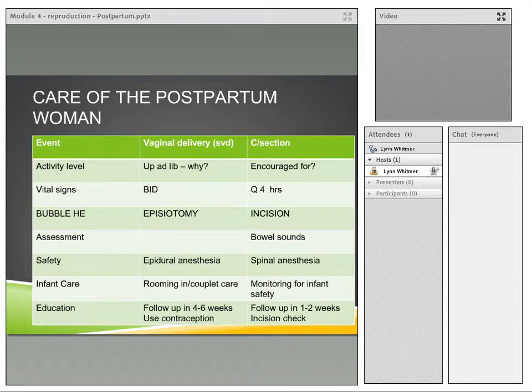And education, we're going to follow up in 4 to 6 weeks with a mom from a vaginal delivery, and we're going to talk about contraception. For a C-section, she's probably going to follow up in 1 to 2 weeks so that they can do an incision check. So there's some differences, some nuances, but please do not negate that both patients require a full, total, complete assessment.